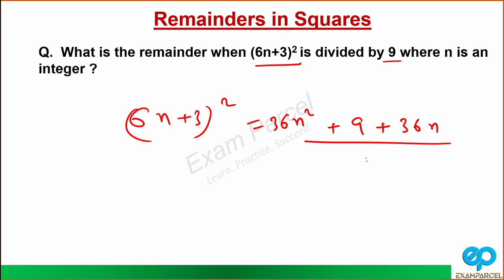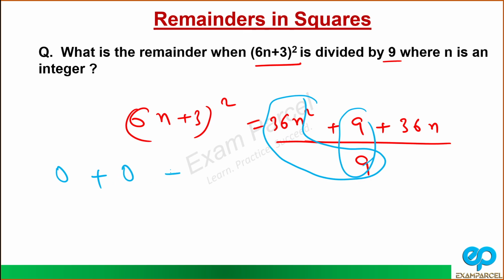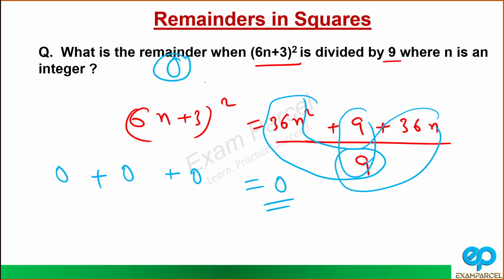Now if I divide by 9, I can divide term by term. If I divide 36n square by 9, obviously this will divide completely, right? So remainder 0. Plus if I divide 9 by 9, again remainder 0. 36n by 9, again remainder 0. So 0 plus 0 plus 0, my remainder is going to be 0, right? So this is our answer. Whenever you have plus or minus or any mathematical operations, you can always replace them by remainders directly.